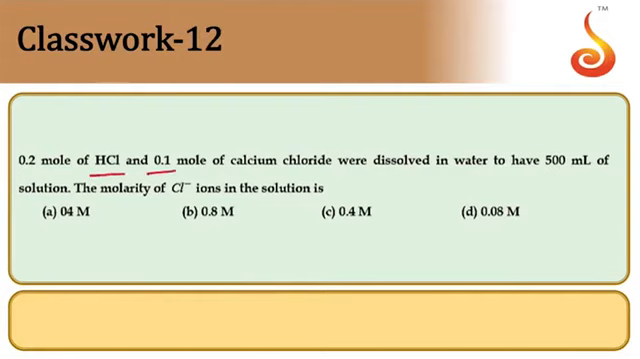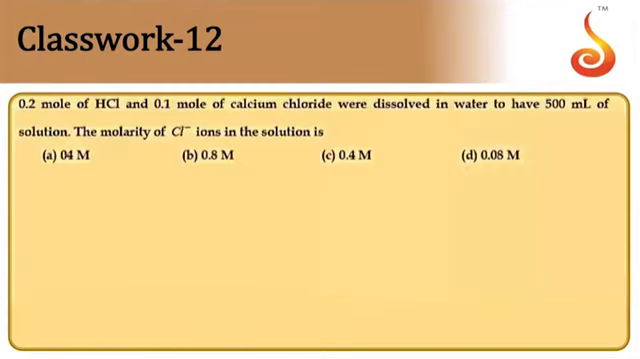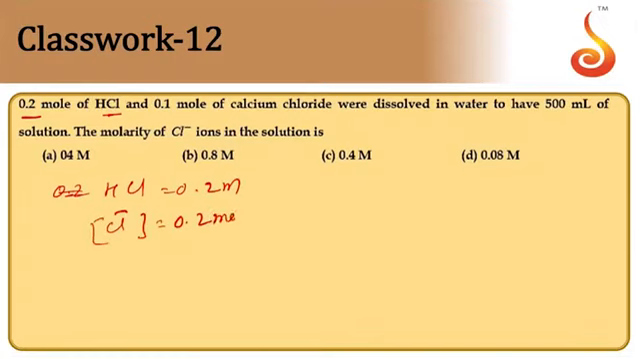0.2 moles HCl and 0.1 mole calcium chloride are dissolved in water to have 500 ml of solution. Calculate the molarity of Cl minus ions. Now 0.2 mole of HCl can give us 0.2 mole of Cl minus ions. So HCl is 0.2 moles, given to us. This implies Cl minus ions is also equal to 0.2 moles from HCl contribution.